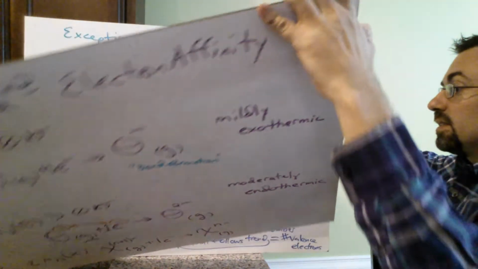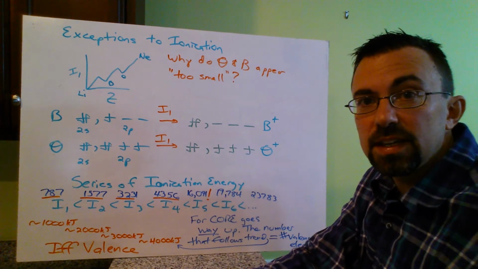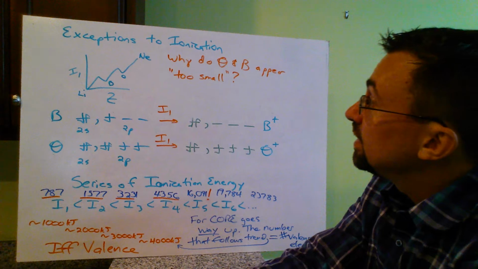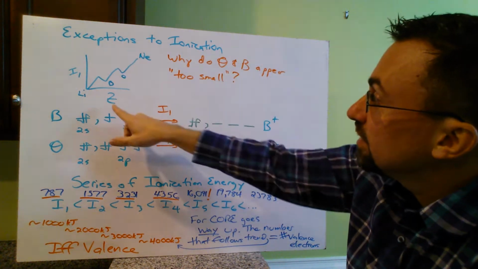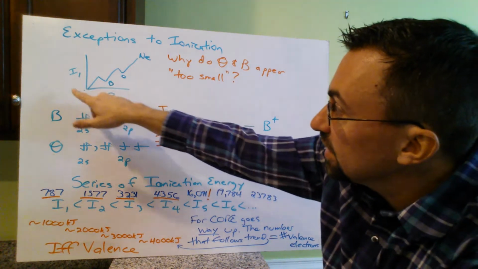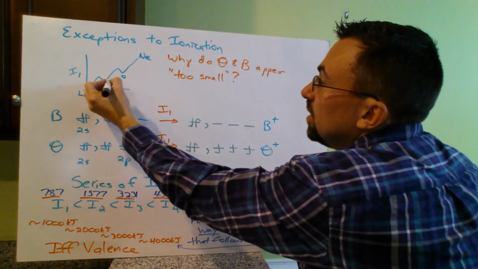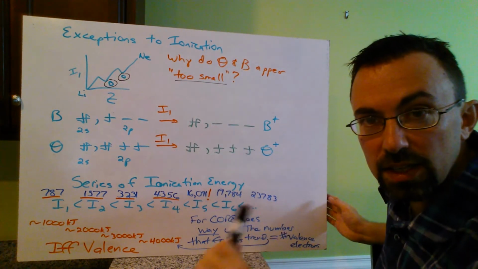Ionization energy works the same way. But before I get into the series of ionization energies, I want to talk about the exceptions to the rule. If we were just to take a chunk of the ionization trend and look at our atoms moving left to right on the periodic table, certainly the general trend is going up. But what we notice is boron and oxygen appear to have too small an ionization energy.